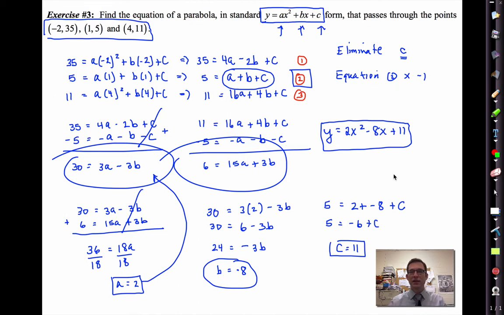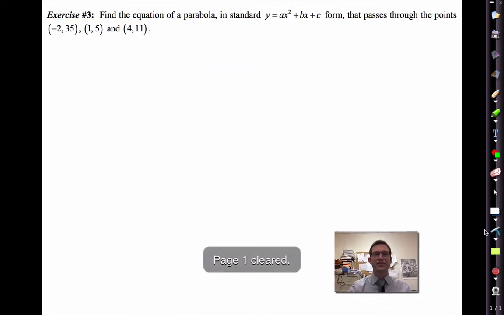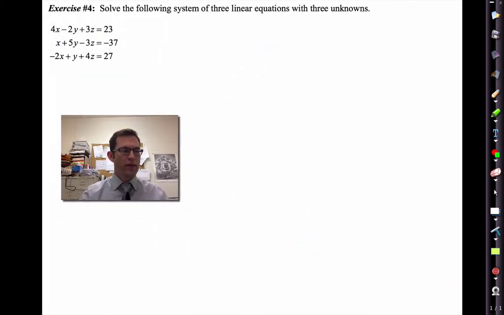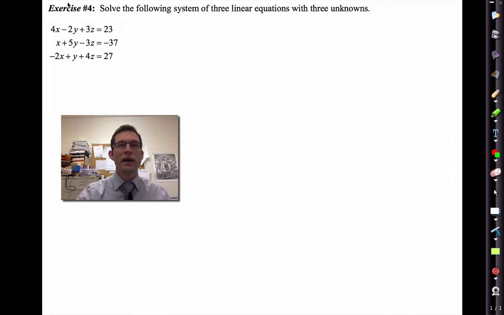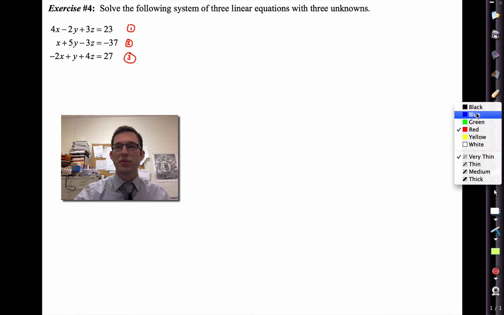All right, let me clear out the text and let's advance. Okay, let's take a look at this particular problem. Exercise 4 says solve the following system of 3 linear equations with 3 unknowns. Now what I'm going to do, right away, is label them equation 1, equation 2, and equation 3. Then I'm going to go back to blue.